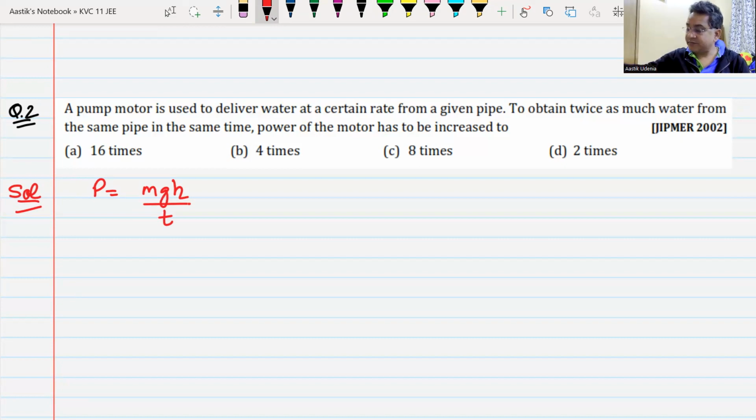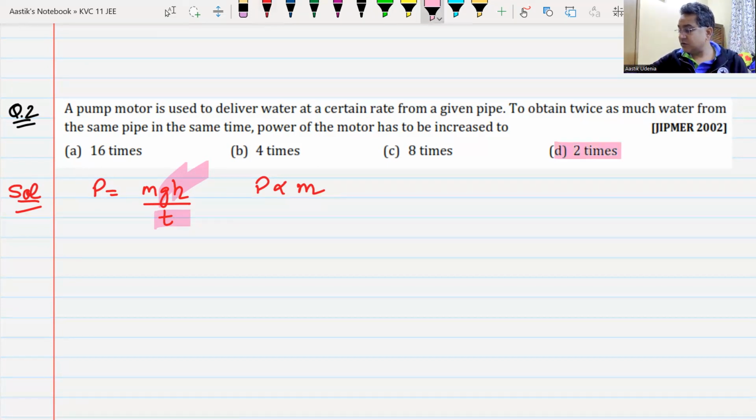Time is same. Height is same. G is same. So power is directly proportional to the mass. How much mass I have to transfer. Everything remains same, bacha. Mass has become twice. So power also becomes 2 times.